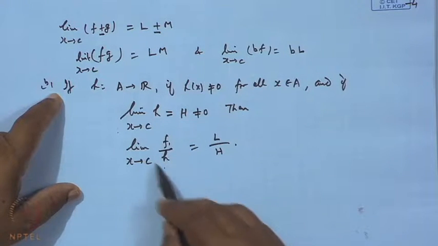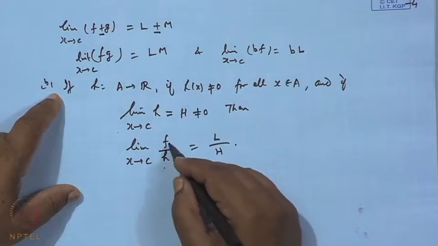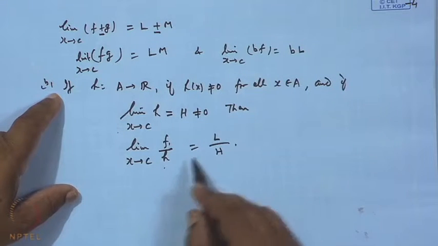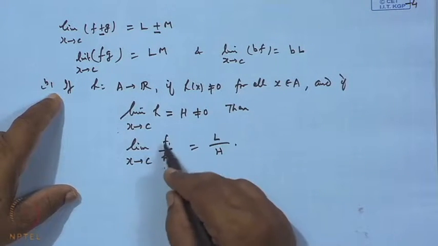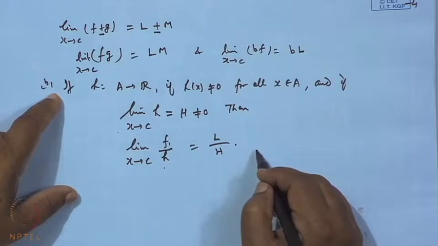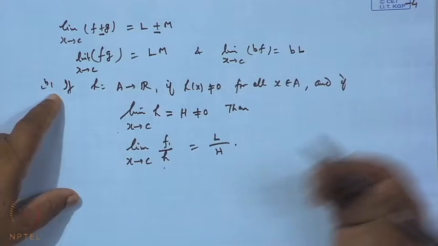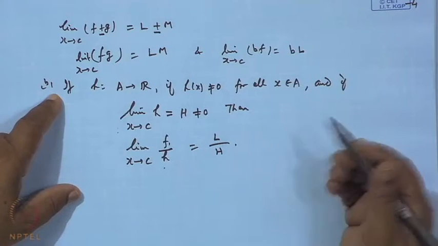The limit may or may not exist. Suppose the limit of f is also 0 and h is also 0. In that case, when you substitute the value or take the limit, it will come out to 0 by 0. You cannot say the limit is 1 or the limit is 0, it may be anything. So the limit may not exist also.